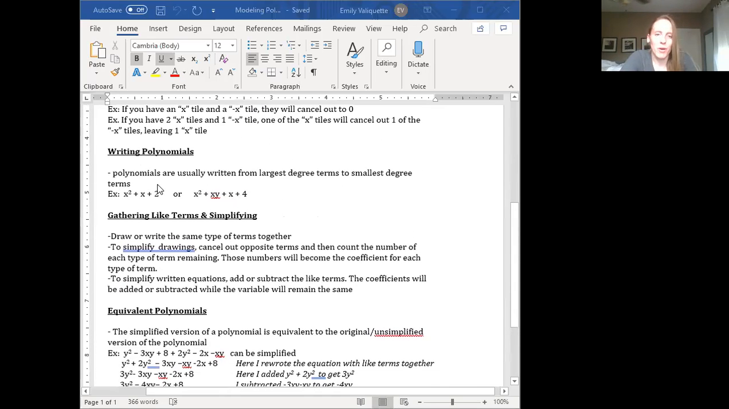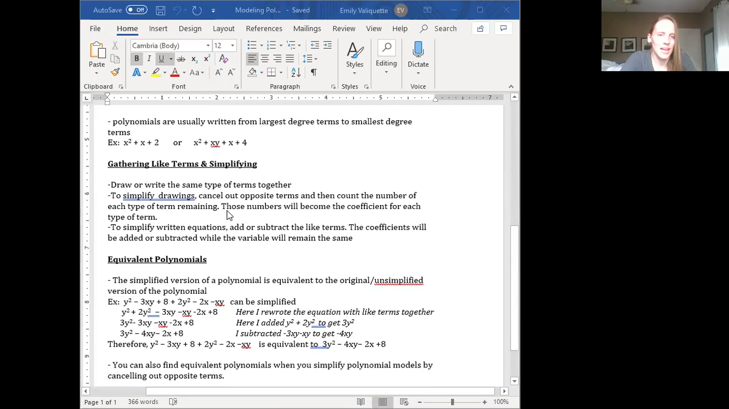When you write a polynomial, you should write it from largest to smallest degree. So for example, x squared, then x, then your constant. If you have 2 things that are the same degree, usually an x squared would go before an xy.